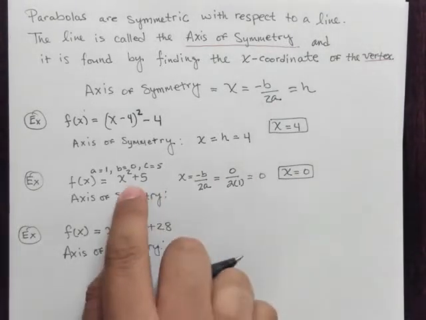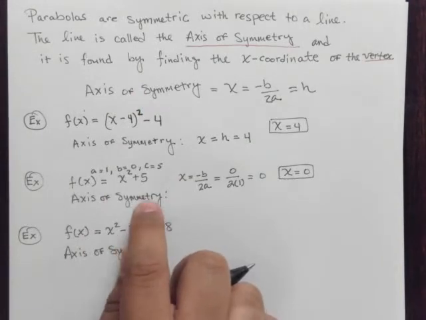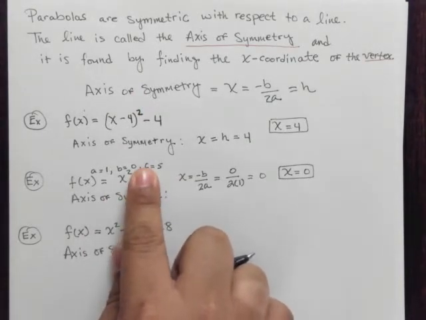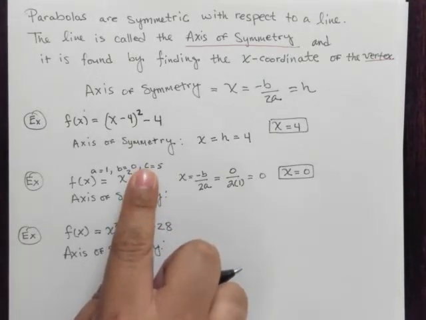If you notice, this is just a parabola shifted up 5 units. So it would not change from its parent function f of x equals x squared, which also has x equals 0 as its axis of symmetry.